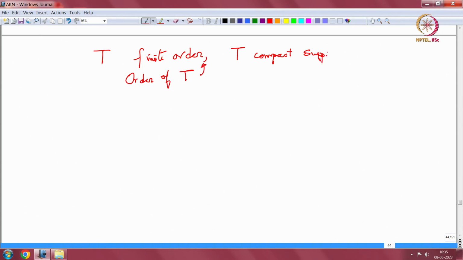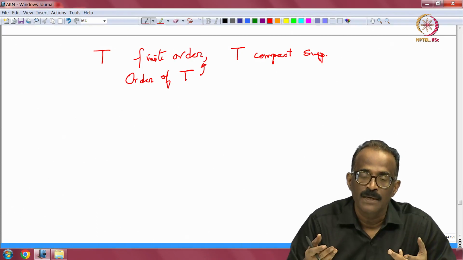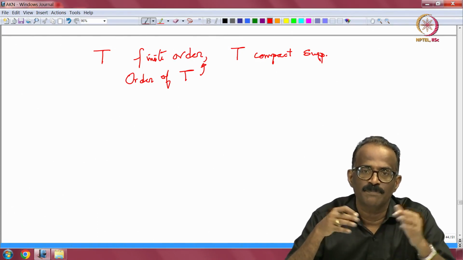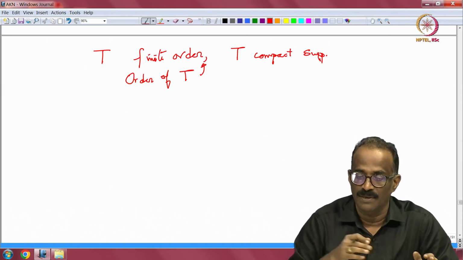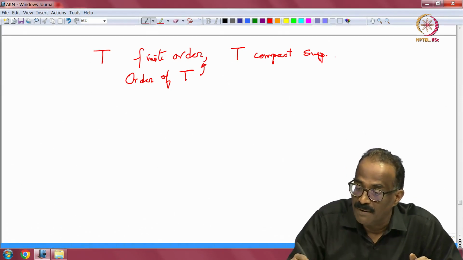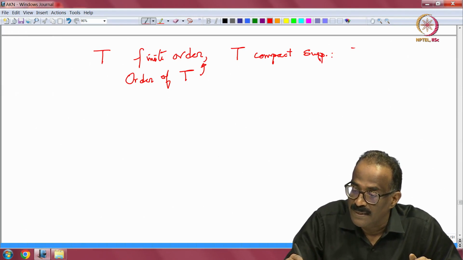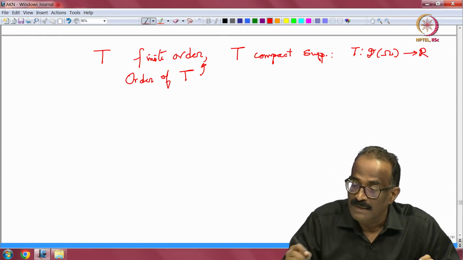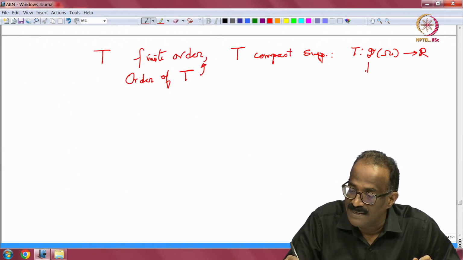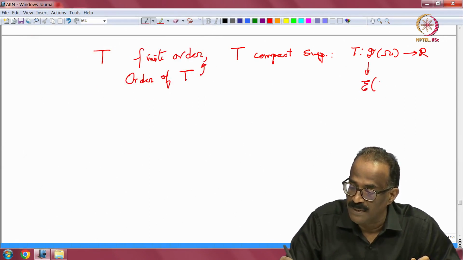In the process of introducing support, the support is a subset of omega. Though T is defined on D(omega), the support is not a subspace or subset of D(omega), so keep that in mind. And we also saw that T is a distribution, D(omega) to R. When T has compact support, you can extend this T to a bigger space, which is nothing but your C infinity of omega.